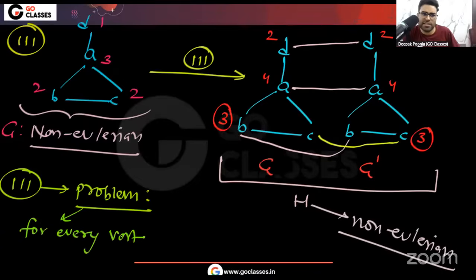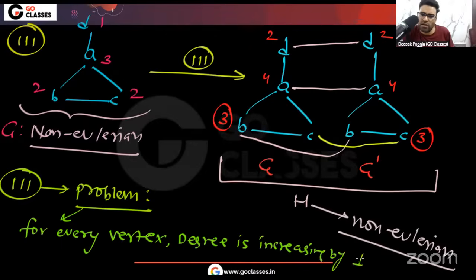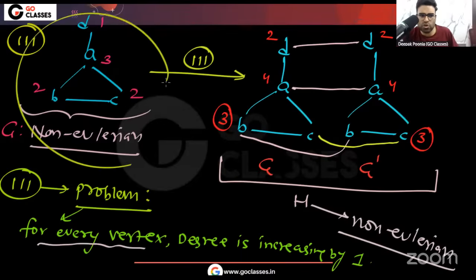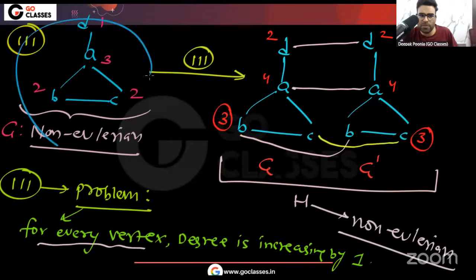For every vertex, degree is increasing by 1. Yes or no? This is the problem. So all the previous odd degree vertices will become new even degree vertices, and all the previous even degree vertices will become odd degree vertices. And that is the problem. Do you agree with me? Did you see the problem in this solution 3?